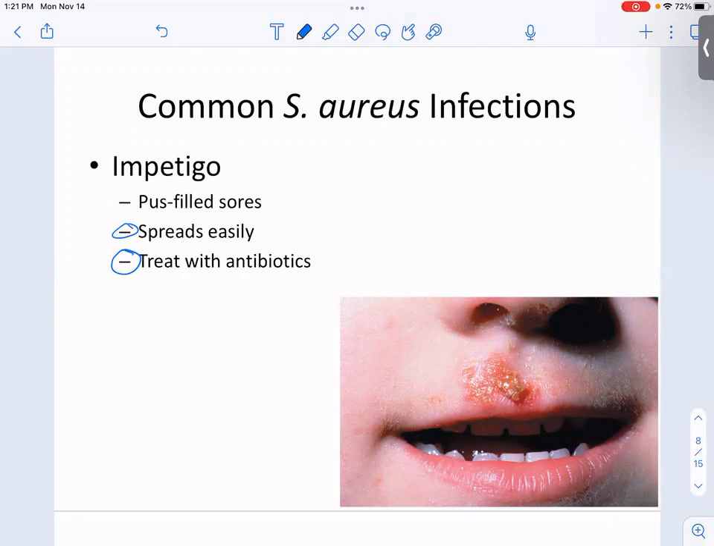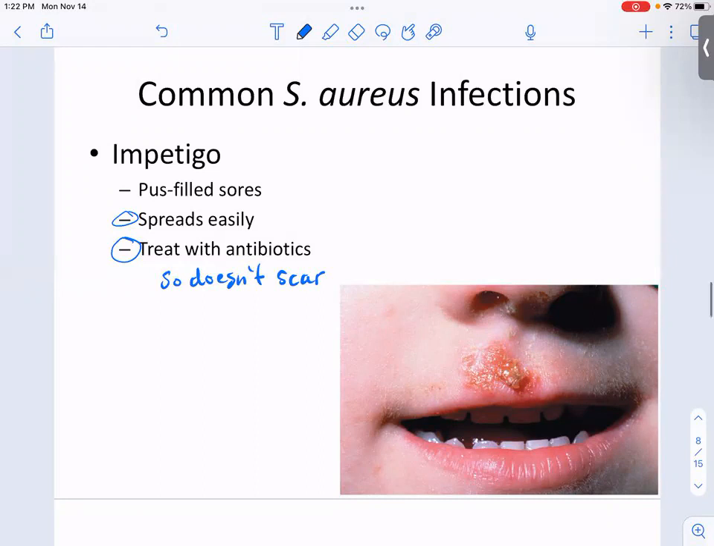So fairly benign in that it doesn't usually go beyond the skin. Not much chance that it's going to be anything worse than that. But again, treat it so it doesn't scar. My son has a scar right in the middle of his forehead because I didn't recognize what he had when he was little, and it was a while before I got him to the doctor. I've got to look kind of hard for it, but it's there.